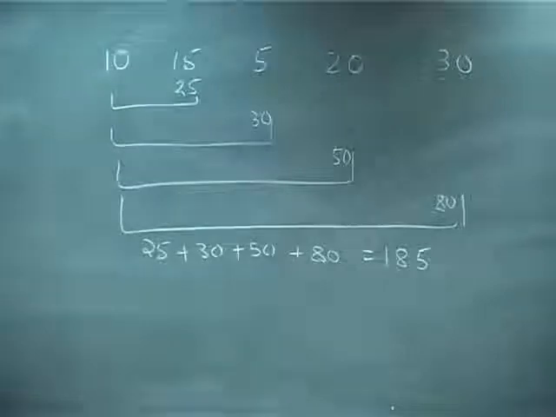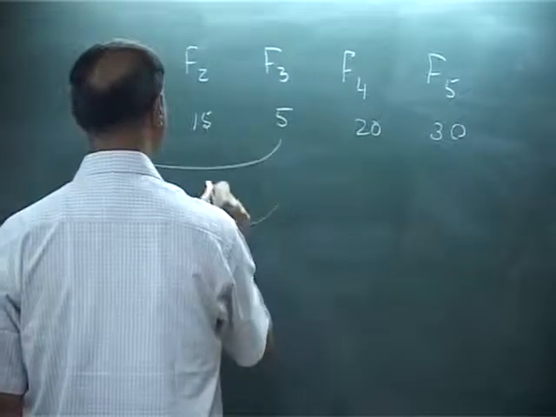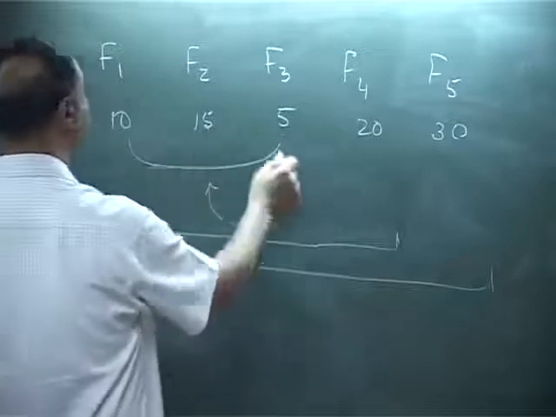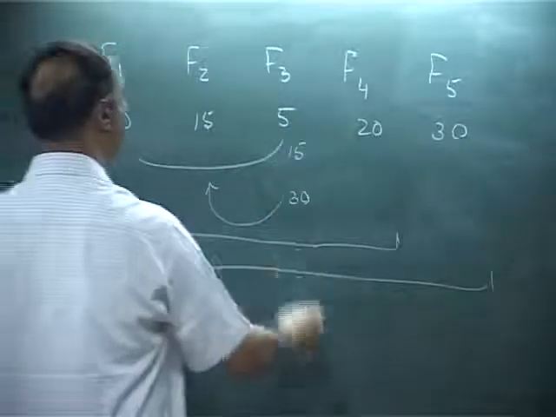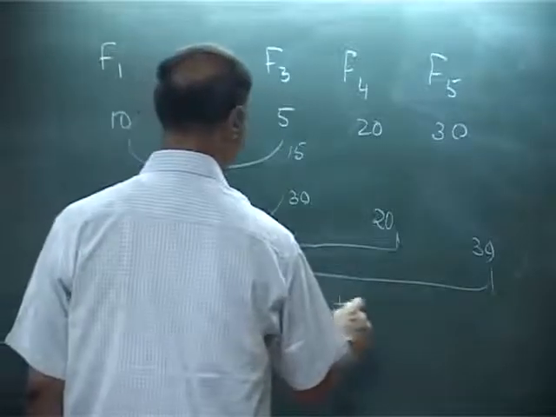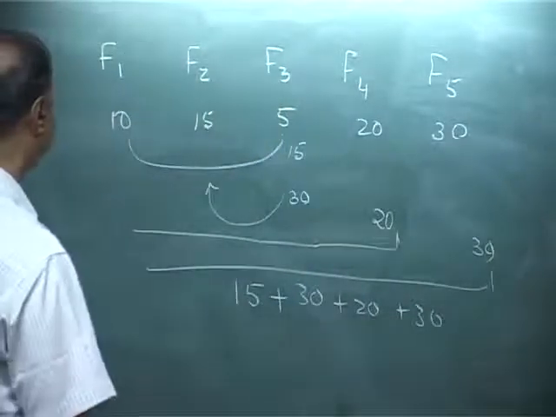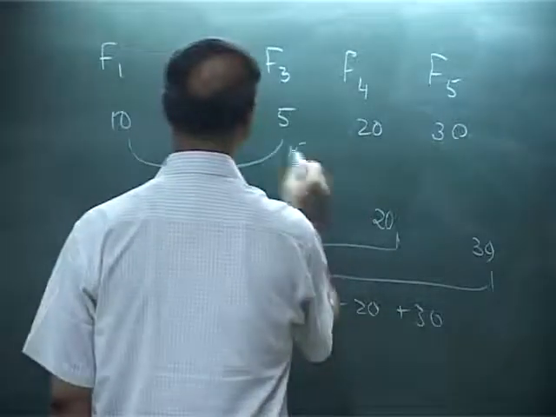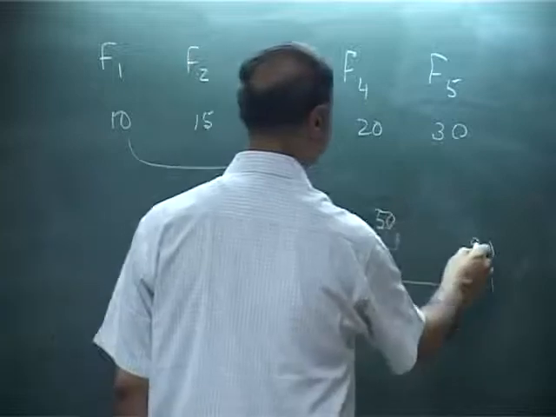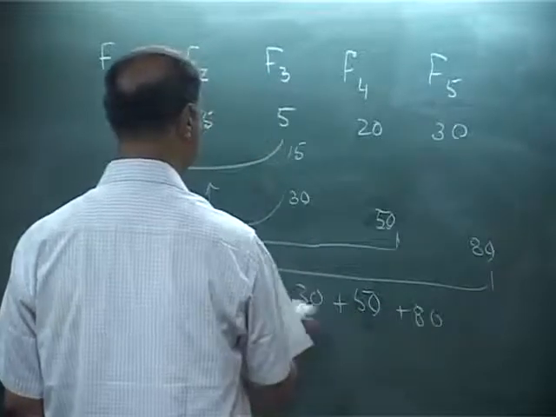Now if I first merge these two, then the merged item is merged with this one, then the whole thing is merged with this one, and finally with this one. In that case, the record movements are 15, then 30, then 30 plus 20, that is 50, and then 80. So this is 175.